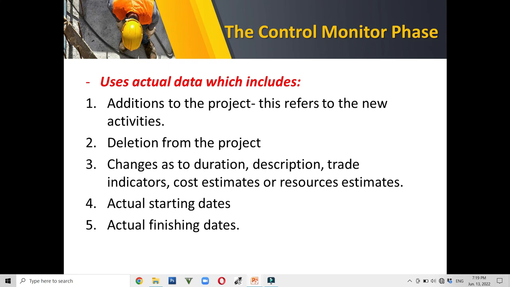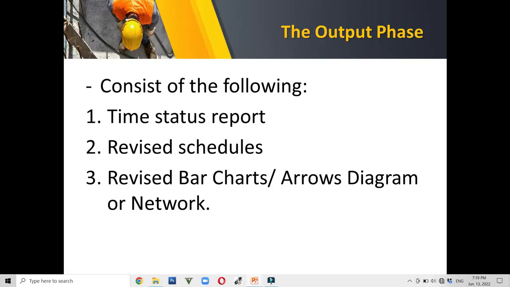Ano? Number 3, changes as to duration, description, trade indicators, cost estimates, or resource estimates. And then 4, actual starting dates. And 5, actual finishing dates. The output phase. It consists of the following. Actually, the output phase, kung na-evaluate mo na yung project mo, or the third phase was already done, so ito na yung magiging result. Number 1, time status report.